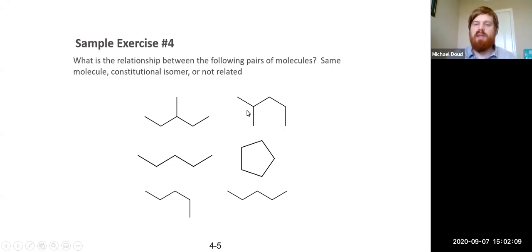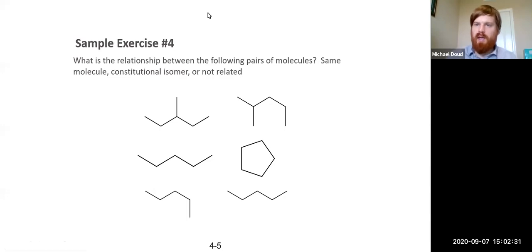And sorry, it's left and right. This isn't exactly clear, but it's like this molecule, second, this molecule, and finally, this molecule, this molecule. And so there's 3 possibilities. It could be the same molecule, they could be constitutional isomers, or they might be not related. In other words, maybe they don't have the same molecular formula. So keep that in mind.